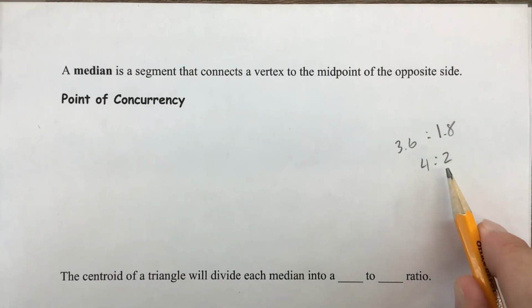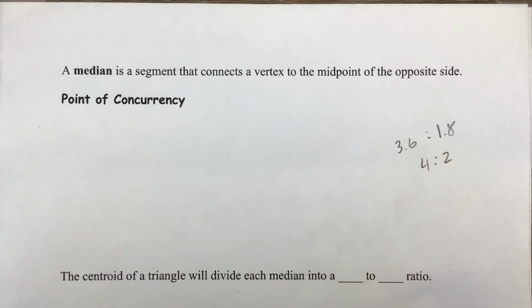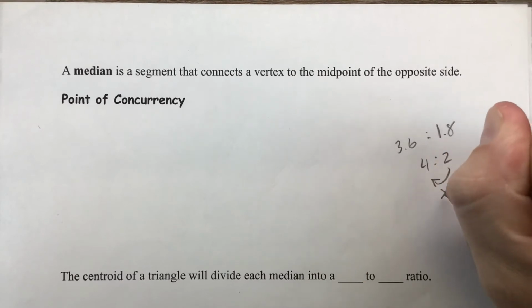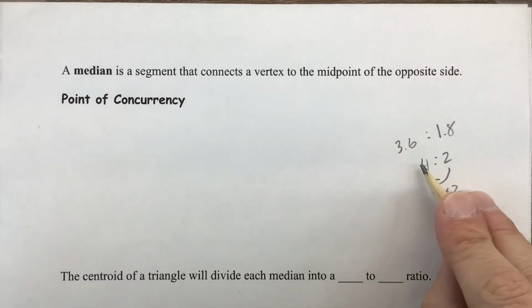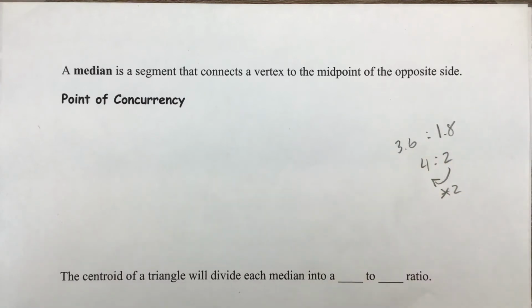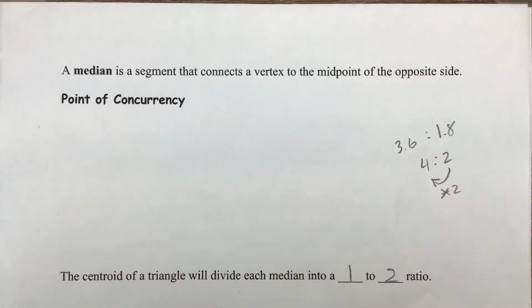The first was awesome, right? 2 to 4, I think we can see the comparison. And when you look at these 2, that comparison will hold true, which is that you could take the short part, multiply it by 2, and you get the longer part. The longer part is going to be twice the length of the shorter one. So the centroid of a triangle will divide each median into a 1 to 2 ratio. One part will be twice the length of the other.